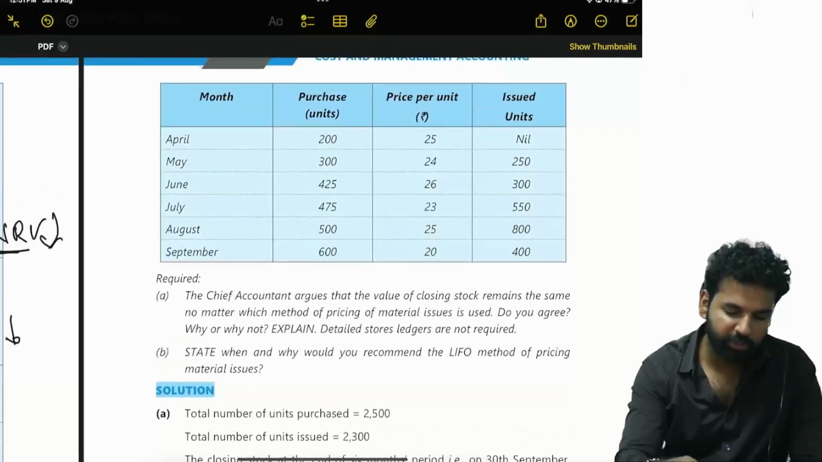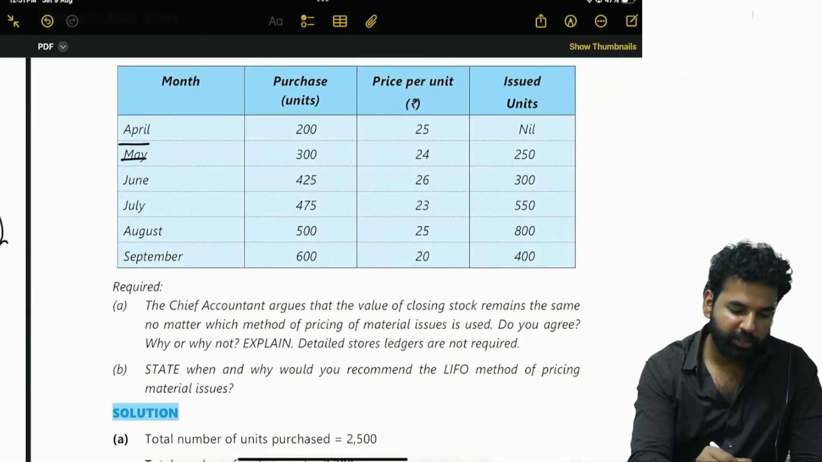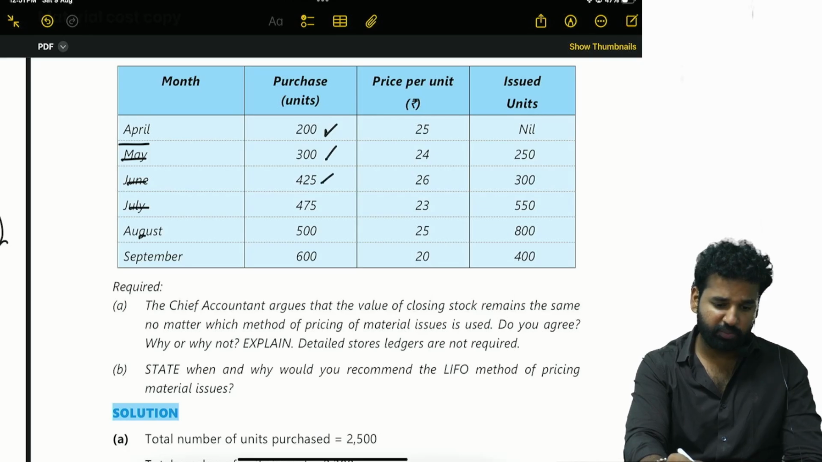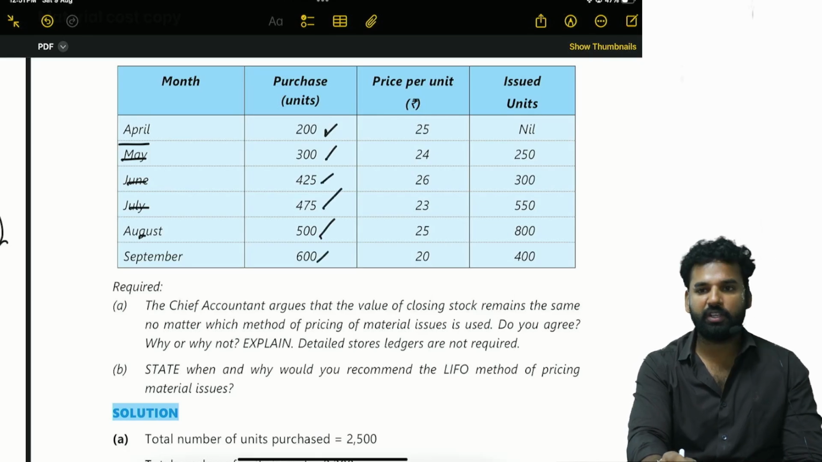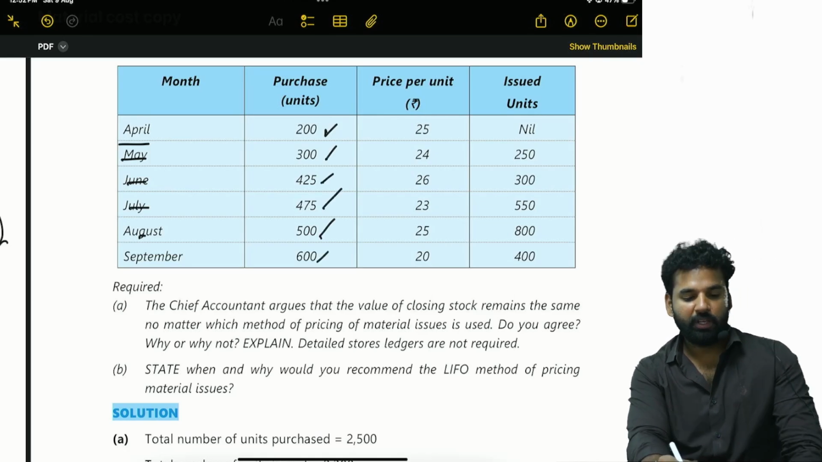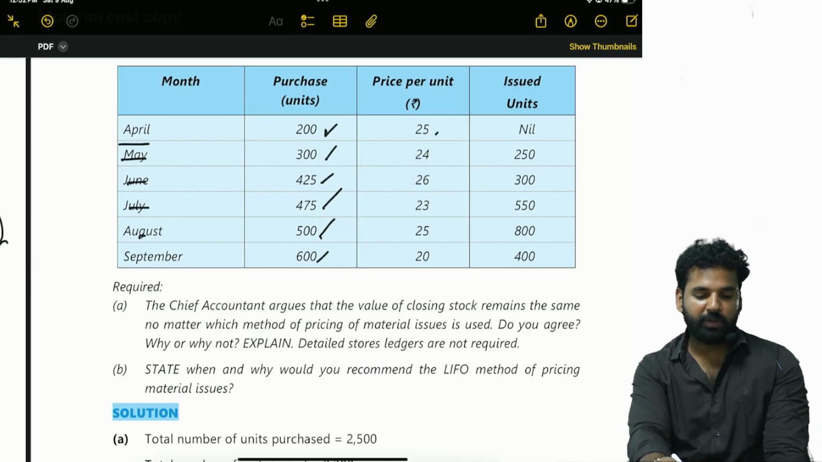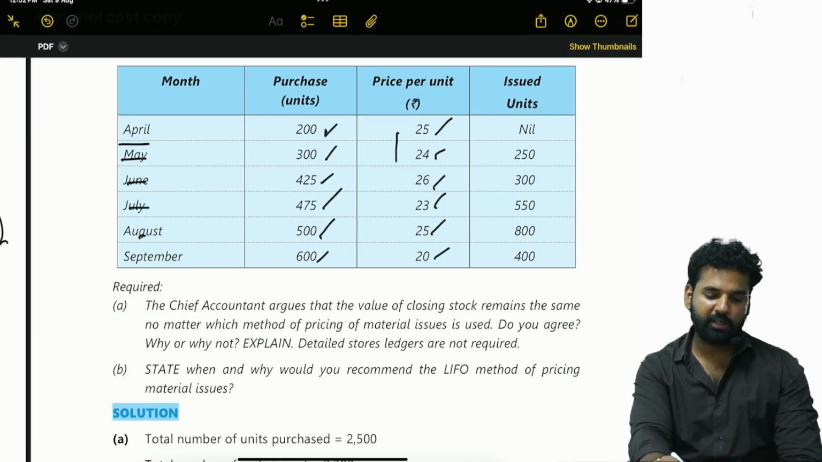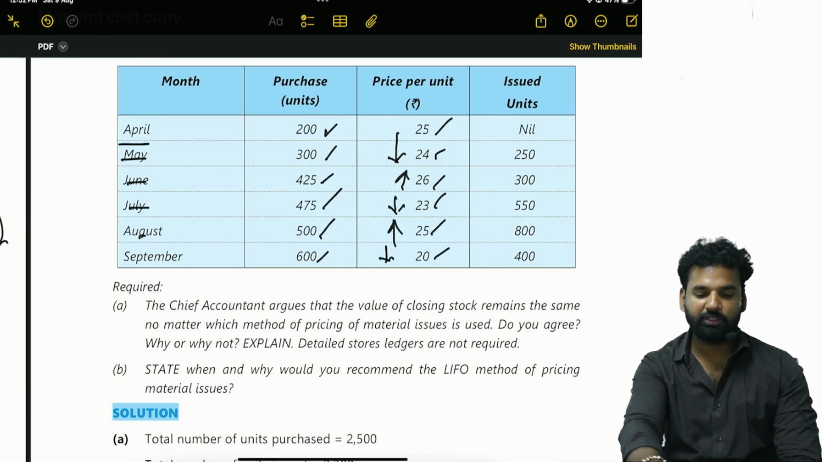Okay, what had happened? See here. April, May, June, July, August, September, 6 months data is given. Purchase units: 200, 300, 425, 475, 500, 600. Purchase price is also given: 25, 24, 26, 23, 25, 20. So that means prices are declining and then increased, then declined, increased, declined. So there is a fluctuation in the price.